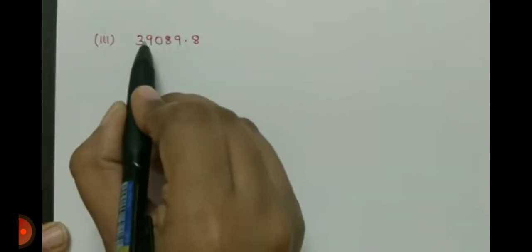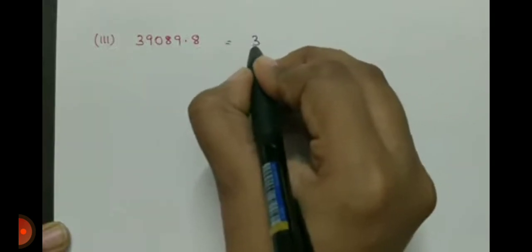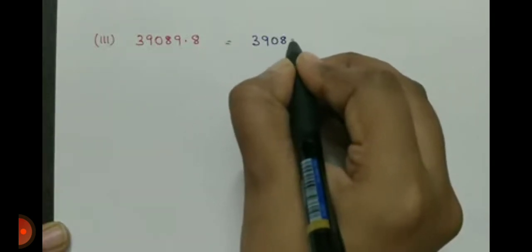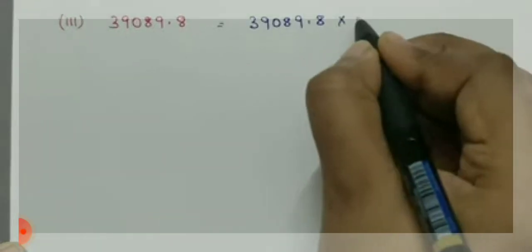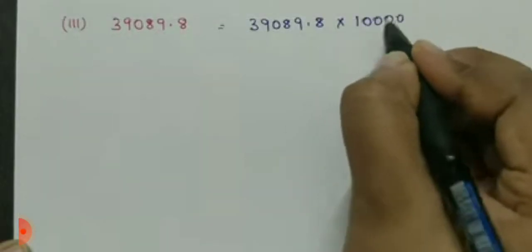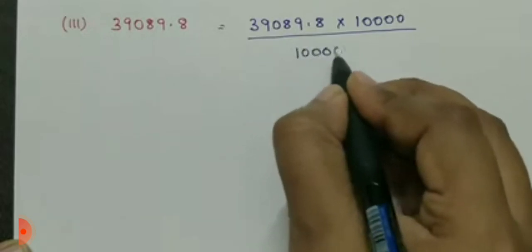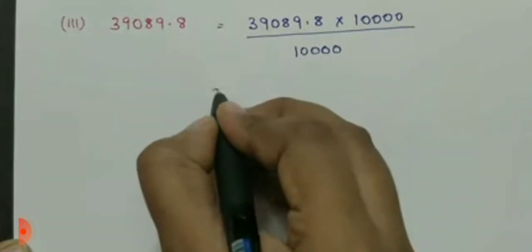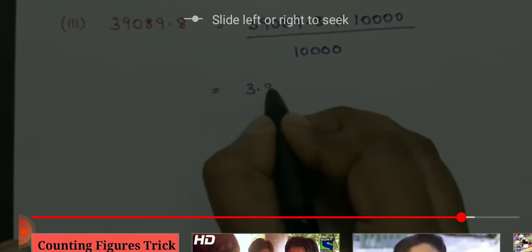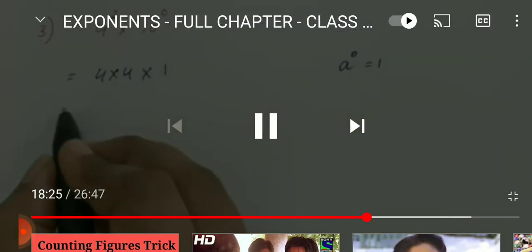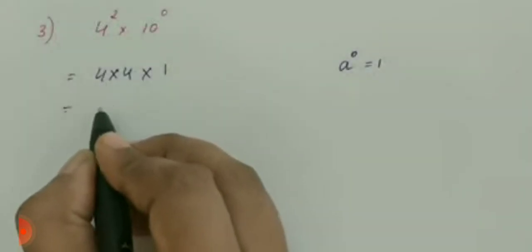Third problem. In this, we need to shift the decimal point to here. That is 4 digits. 39089.8 into 10 to the power of 4, divided by 10000. Now this is equal to 3.1. 4 into 4, 16.